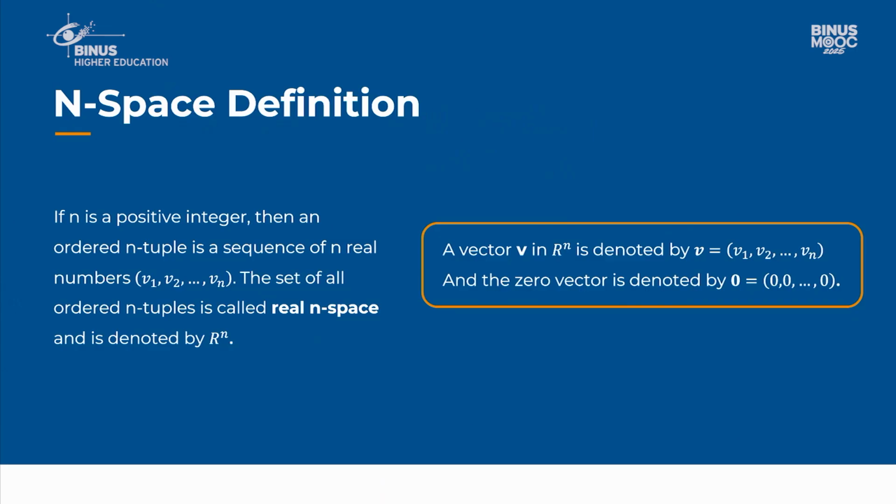Now let's talk about the n-space definition. If n is a positive integer, then an ordered n-tuple is a sequence of n real numbers v1, v2, ..., vn. The set of all ordered n-tuples is called real n-space and is denoted by Rn. A vector v in Rn is denoted by v = (v1, v2, v3, and so on until vn). And the zero vector is denoted by 0, where all components are 0.